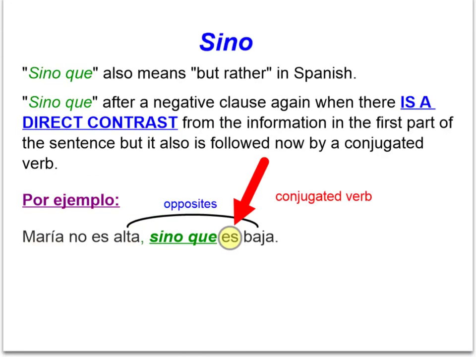Sino que also means but rather in Spanish. Like sino, it is also used after a negative clause when there is a direct contrast to the information in the first part of the sentence, but a conjugated verb also follows it. An example is María no es alta, sino que es baja. There still is a negative clause and there still is a direct contrast, but in this case we also have a conjugated verb, es, therefore we are required to use que with sino.